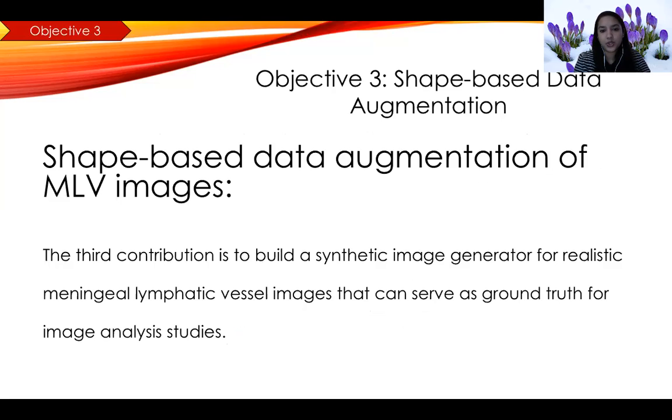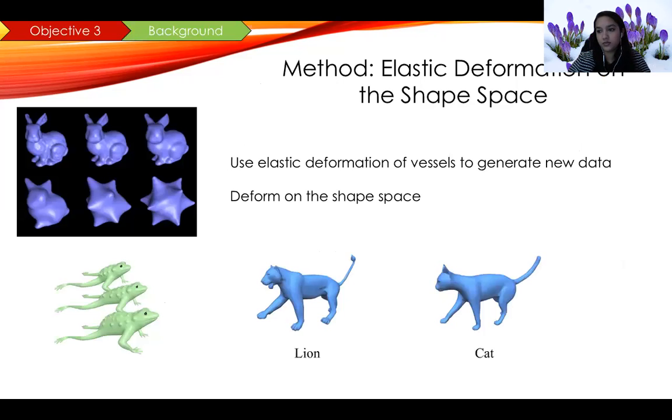The third contribution is to build a shape-based data augmentation method that generates reliable ground truth. If we could generate realistic lymph images where the boundary is known, we can dramatically advance image analysis research for lymph in terms of our research and research in the wider community. We propose using elastic deformation of existing vessel data into new data, and we will perform this deformation using shape analysis tools.